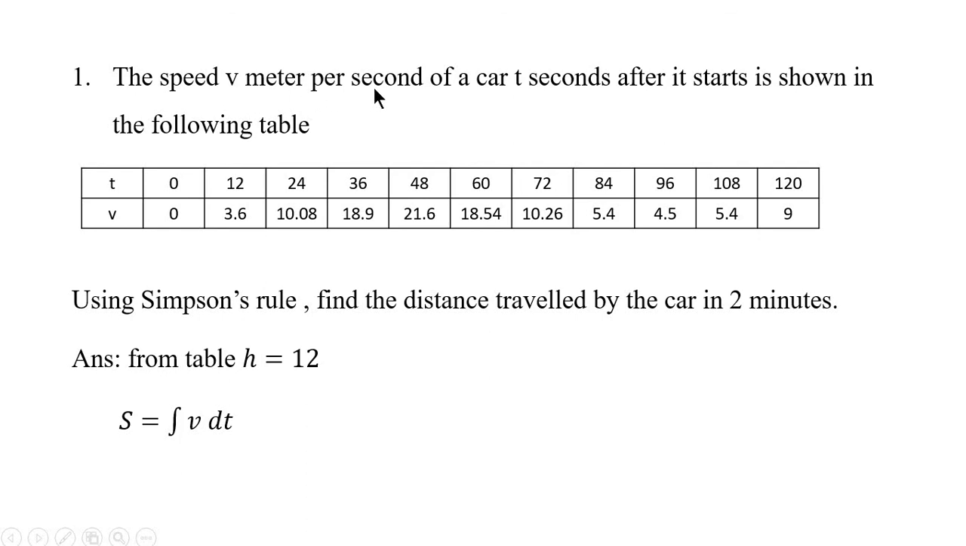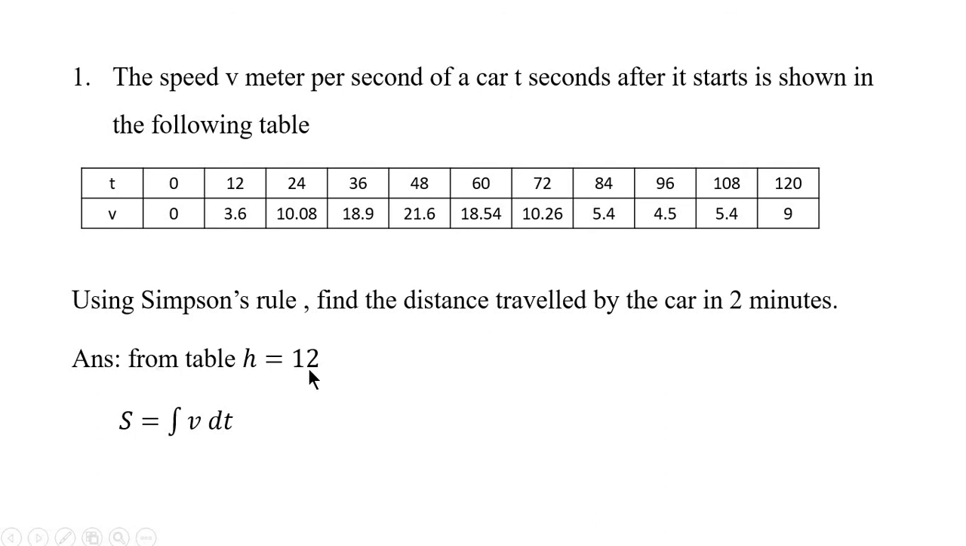The speed v meter per second of a car t seconds after it starts is shown in the following table. So here our time is from 0 to 120 seconds. The speed is given in the table, and we want to find out the distance travelled in 2 minutes. Here we make sure the time is measured in the same unit or not. 2 minutes is nothing but 120 seconds. So we have the table up to 120 seconds, so no need to worry about that.